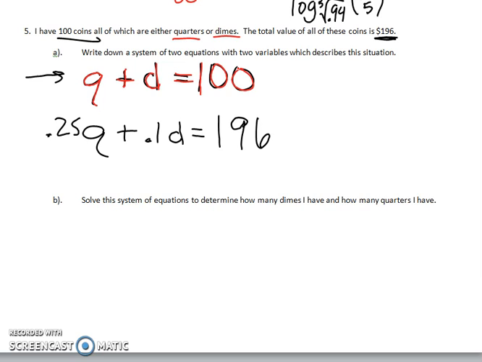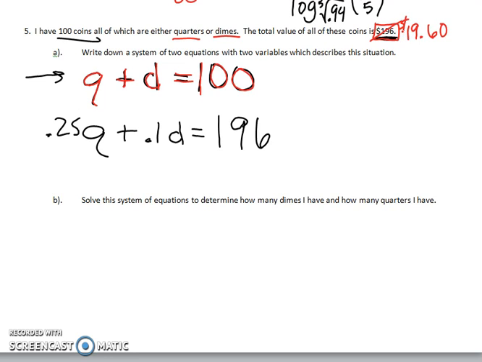My issue was with the dollar amount. There is no way you're going to get $196. So that right there is not correct. That is supposed to say $19.60. So I'll have to fix that.